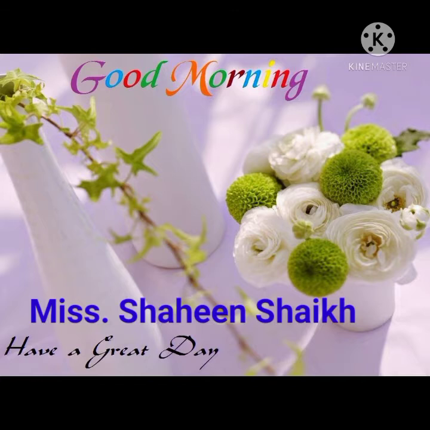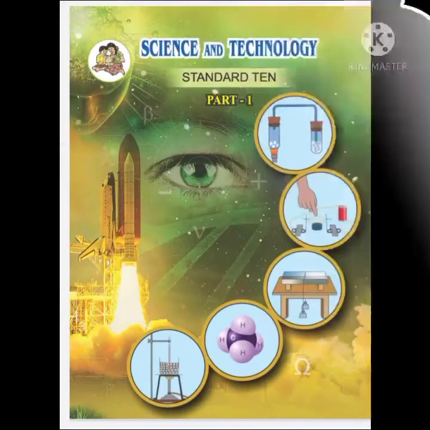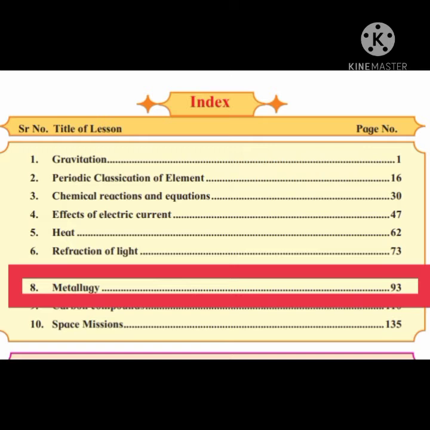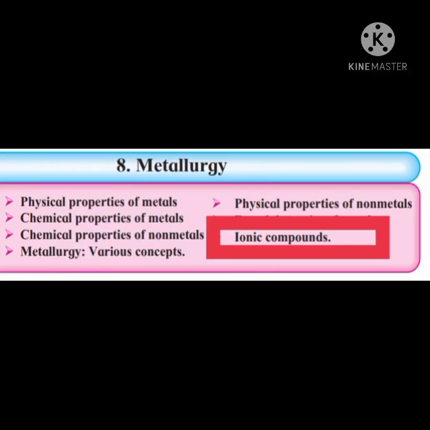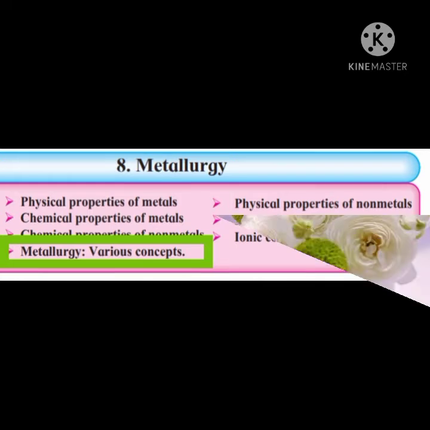Today, we will study the next topic from Science 1, lesson number 8, Metallurgy. That is, ionic compounds and metallurgy and its occurrence.